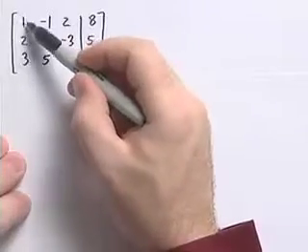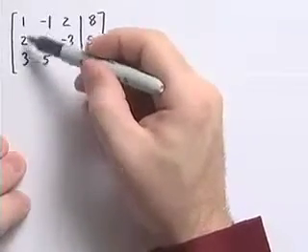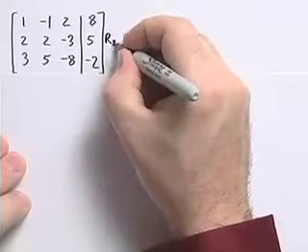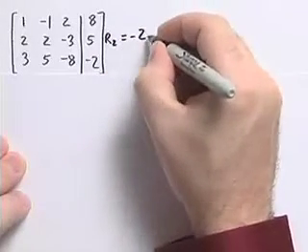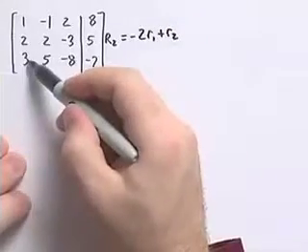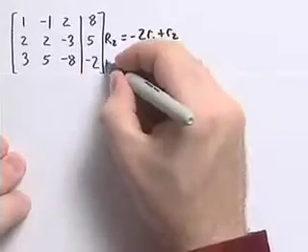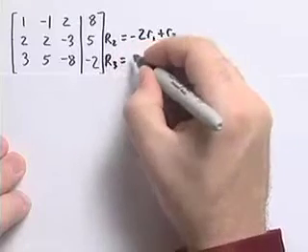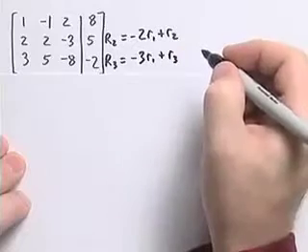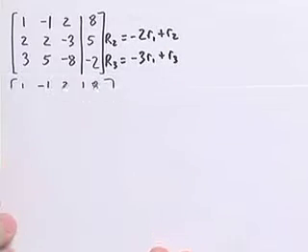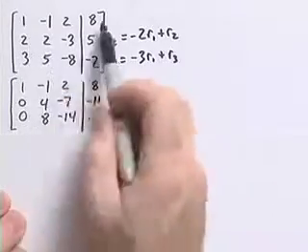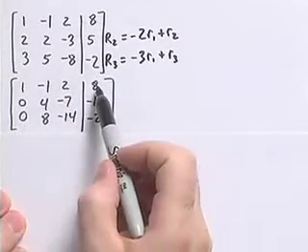After we get this 1 in the upper left corner, we'd like to get zeros underneath that. To do that, we're going to make our new row 2 equal negative 2 times row 1 plus row 2. And we want a 0 here, so we can change row 3 at the same time. Our new row 3 will equal negative 3 times row 1 plus row 3. If we perform those operations, we get the following matrix. We did not change row 1, so we just rewrite that.